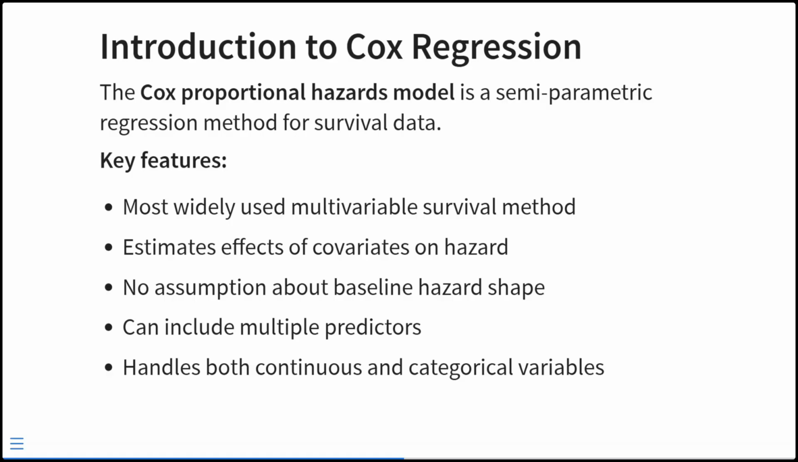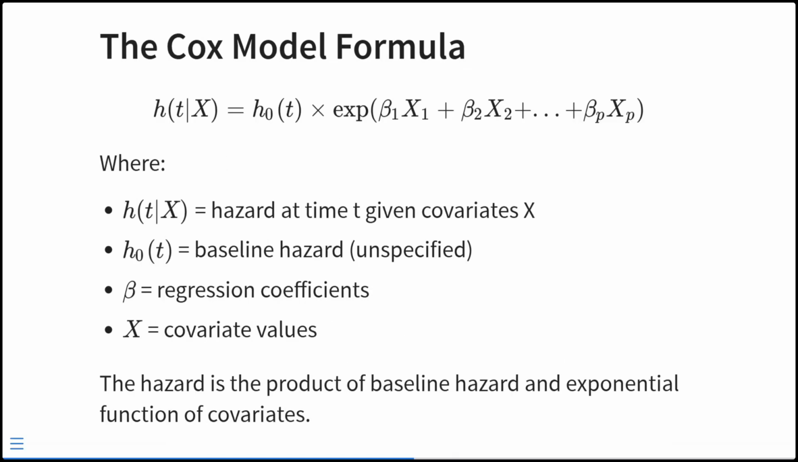So we're trying to estimate the effect of covariates on the hazard, and we have no assumption about the baseline hazard shape. It also can include multiple predictors. You can have various predictors, as many as 10, 20, and it can handle both continuous and categorical variables well. So if your predictors are a combination of categorical and continuous, Cox regression can handle it well for you.